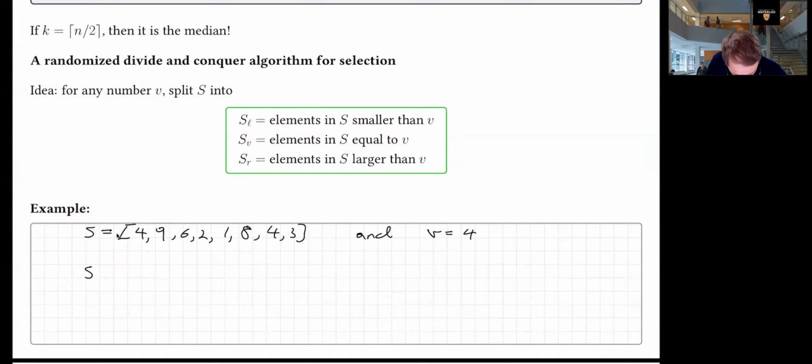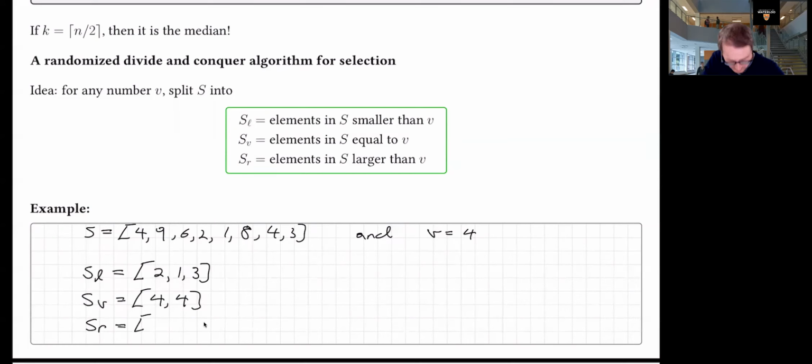So S left is all the stuff from the array that's smaller than 4. And we don't worry about sorting it. It's not necessarily a sorted array. It's just an array. So we have what? 4, no, 2, 1, and 3, right? So I'll just write it as 2, 1, 3. S_V are all the elements that equal 4. There's 2 of them, 4 and then another one here. So it's the array 4, 4. And then S right, all the elements that are bigger, we get 9, 6, 8.